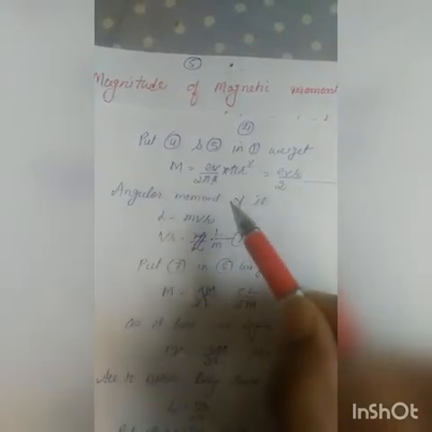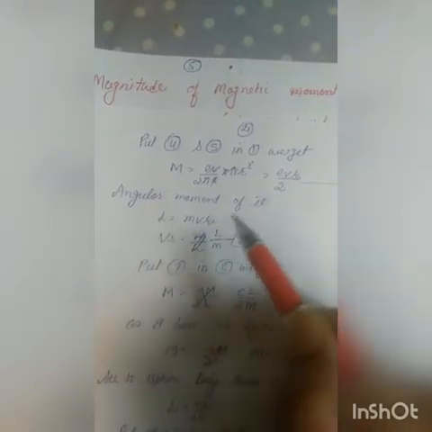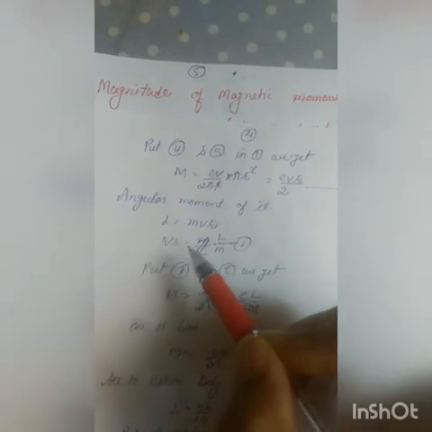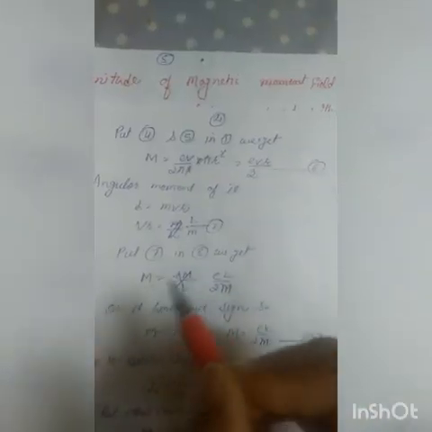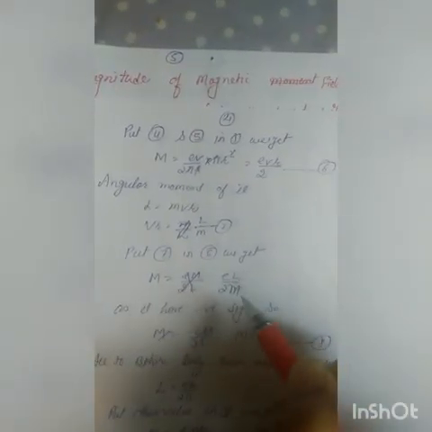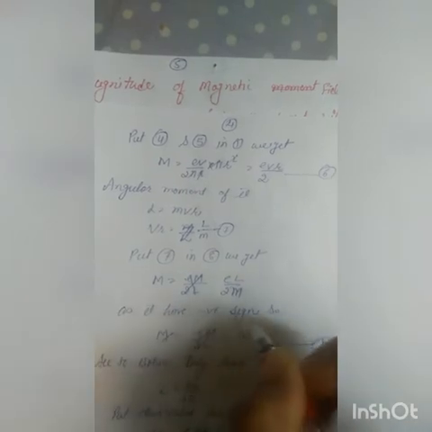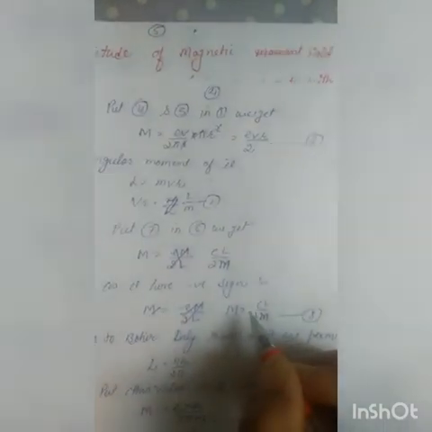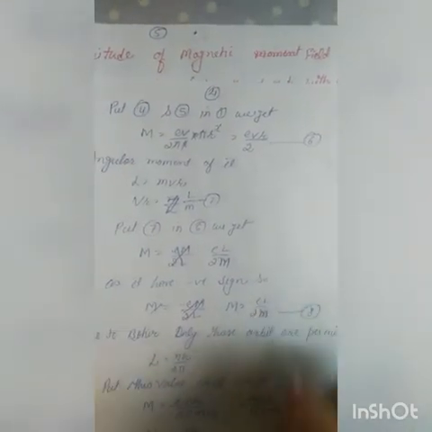Now we know that the angular momentum is L equal to m v r, so v into r gives L upon m. Putting this value in the sixth equation, M is equal to e L upon 2m. Since the electron has a negative sign, M is equal to minus e L upon 2m.